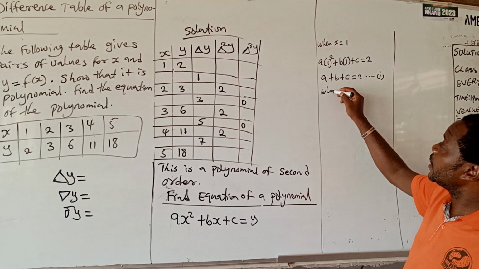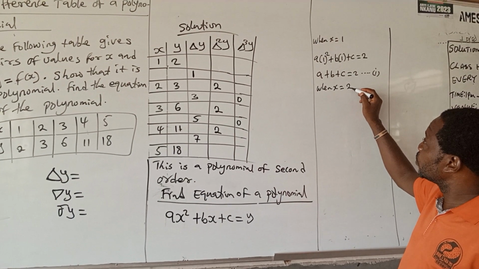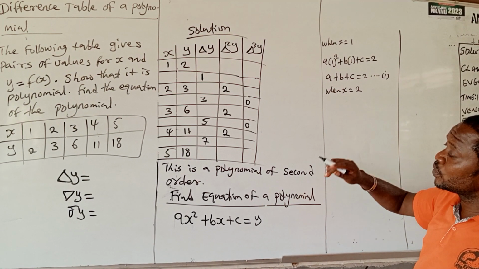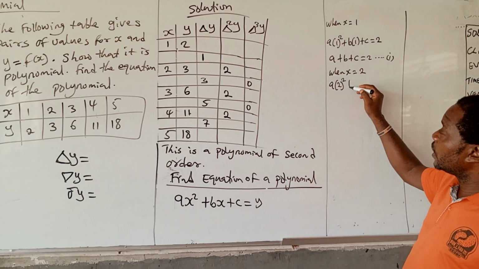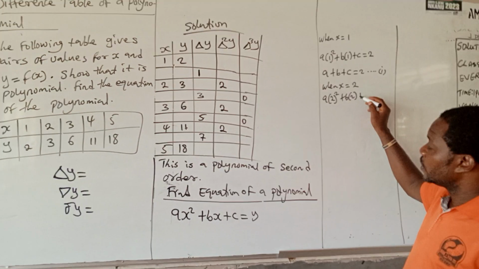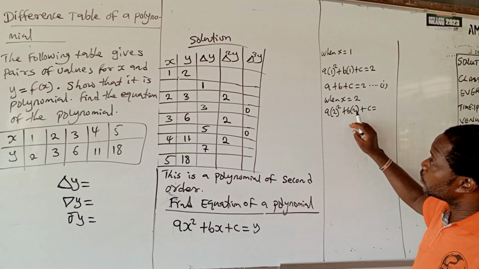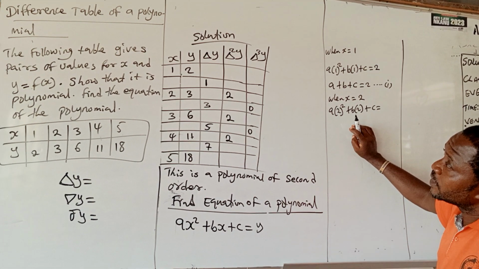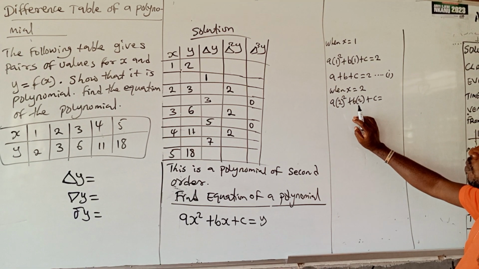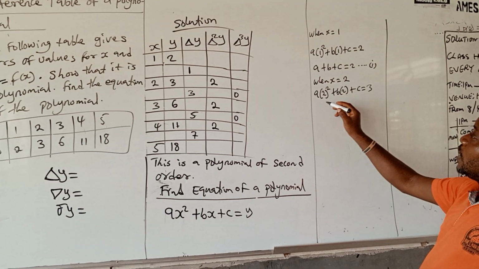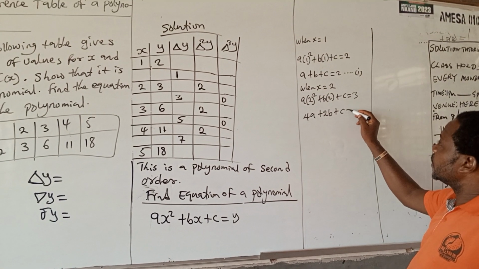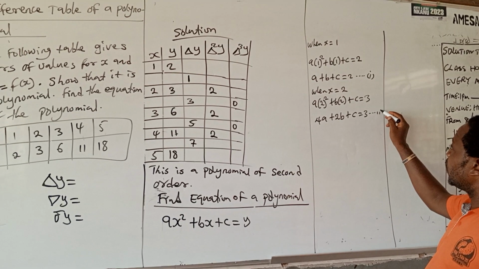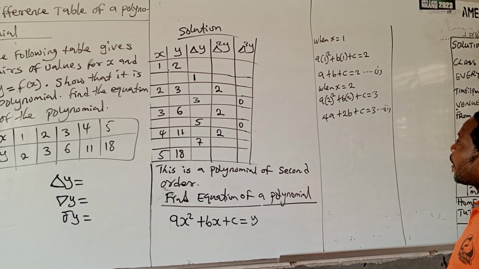You also say when s is 2, any place you see s now, put 2. You have a into 2 squared plus b into 2 plus c will give us what from our table? When s is 2, the value of y there is 3. So you have 4a plus 2b plus c is 3. This becomes your equation 2.